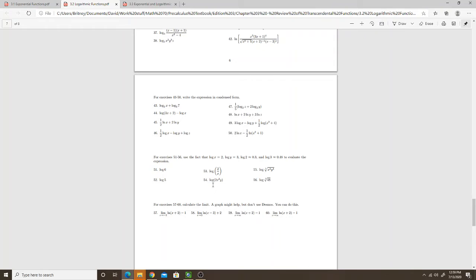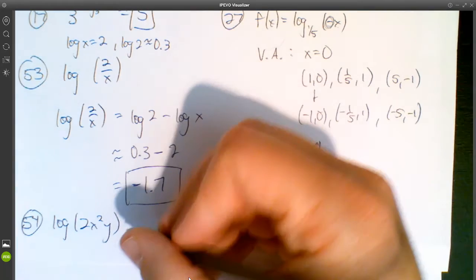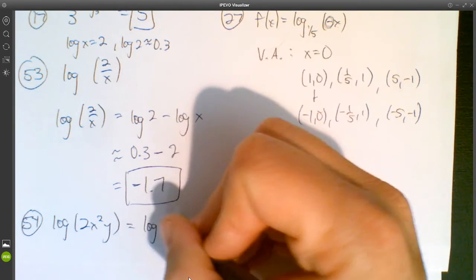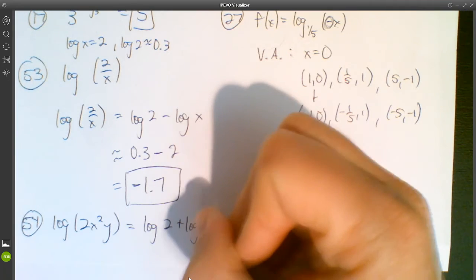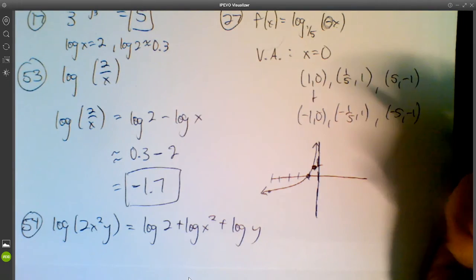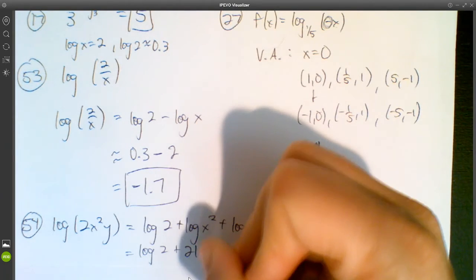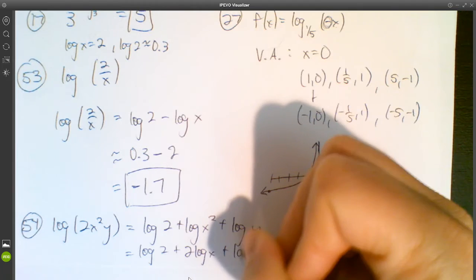But 54 is, we've got log of 2x squared y. So you're going to have to apply some product rules, some power rules, right? You're going to say this is log 2 plus log x squared plus log y. And what's log of x squared? Well, this is log 2 plus 2 log x plus log y.